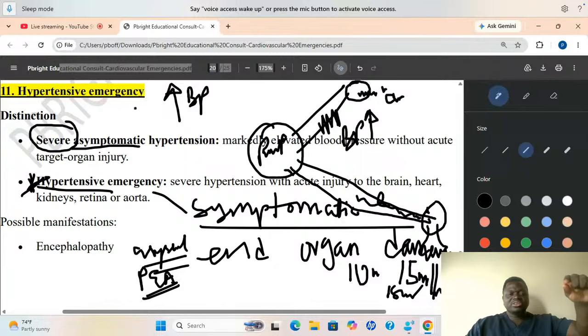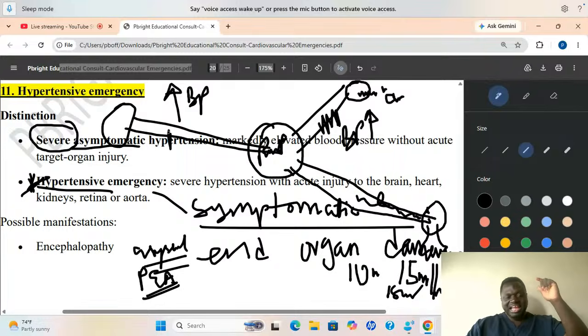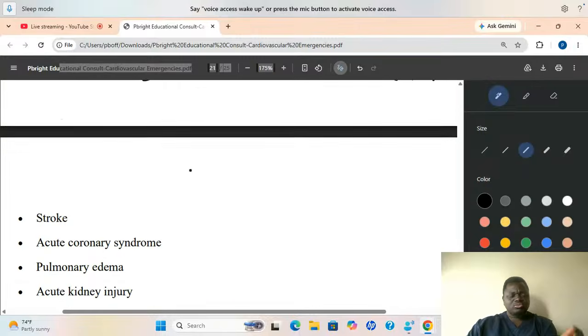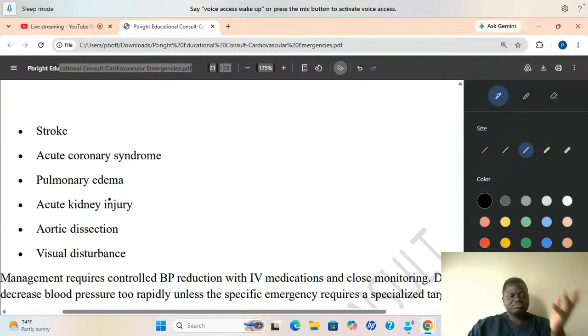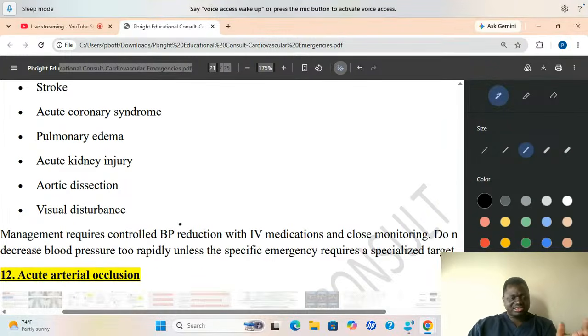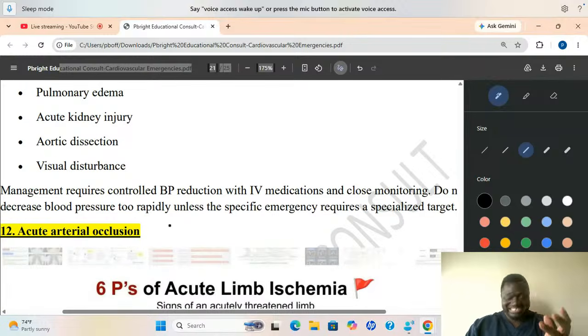Okay, let's go to the brain. Let us connect a blood vessel to the brain. Blood pressure here is superly high. The brain will be struggling with encephalopathies, altered mental status. So all these are possible. There can be stroke, ACS, pulmonary edema, AKI, ADs, and visual disturbances. When you start seeing this, you should know that trouble is on the way coming.